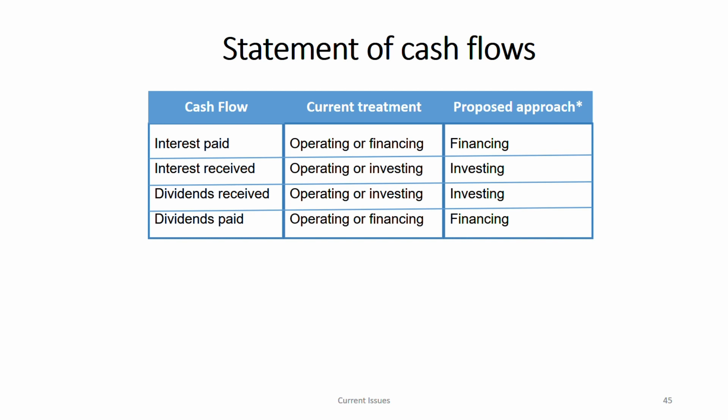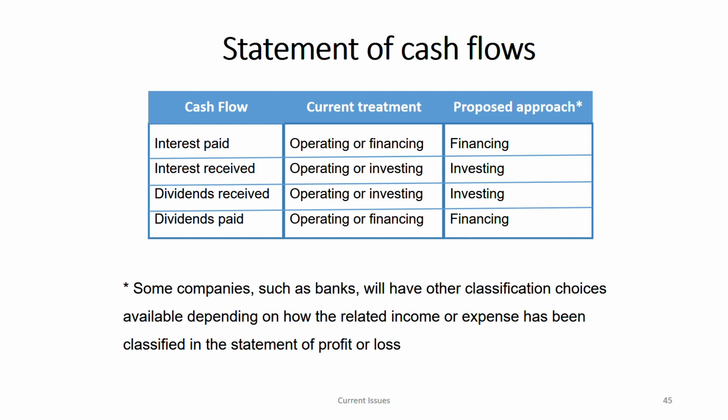It becomes easy. What is that strike next to the proposed approach? Why is it so? Because some companies, such as banks, will have other classification choices. This depends on how the related income or expenses have been classified in their statement of profit and loss. Based on that, they will see whether interest paid will be operating or financing.